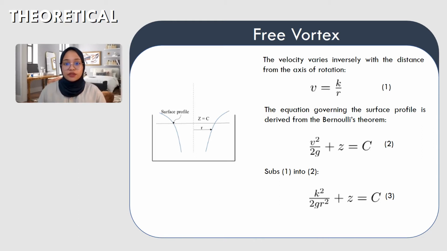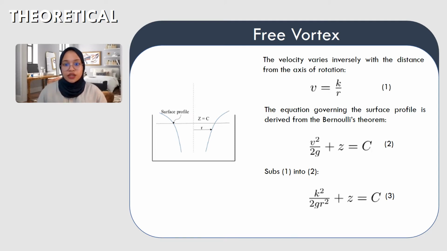The only velocity component is tangential, where the tangential speed varies with radius so that the same circulation is maintained. The velocity varies inversely with the distance from the axis of rotation, which is simplified into equation 1, V equal to K over R. The fluid near the center of the vortex will circulate faster. At the same time, the inner stream has a shorter distance to travel to complete the ring.